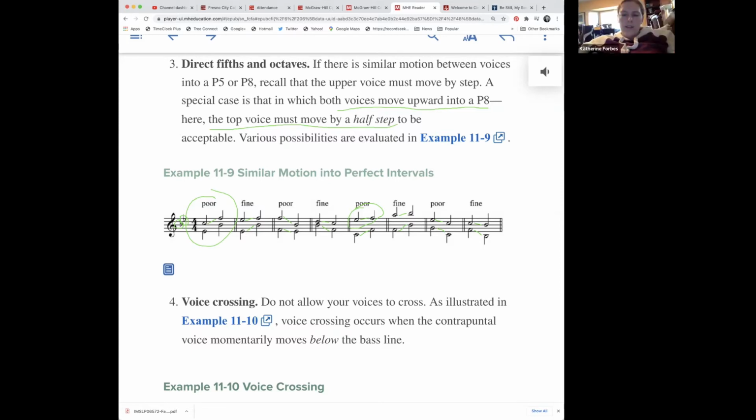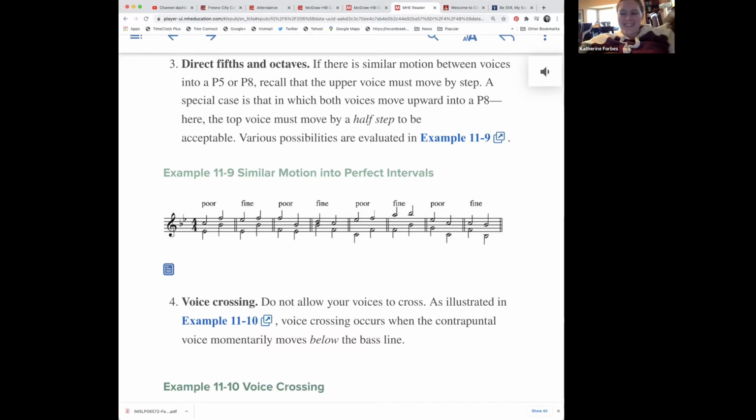I like how it says they're just fine. There's no good in it. It's just fine. Fine or poor. There are other examples where they're like, this is fine, but these are good. There's nothing good about it. And then sometimes they give you a question mark.